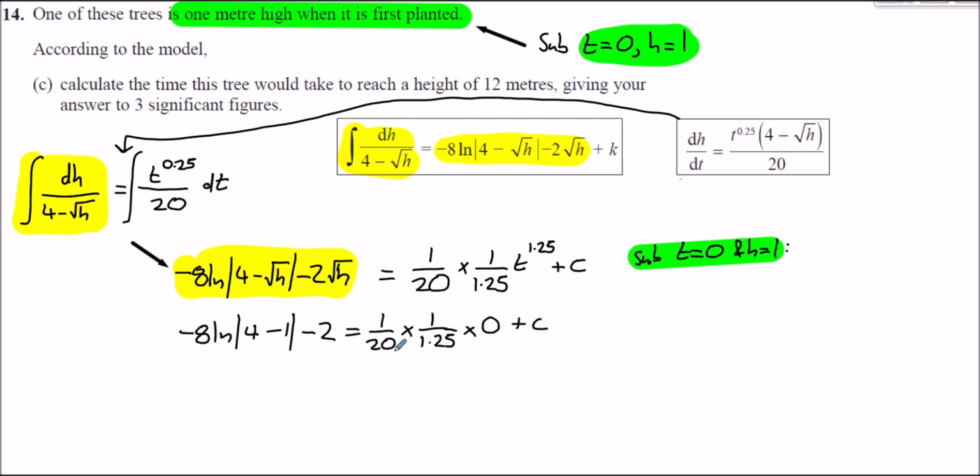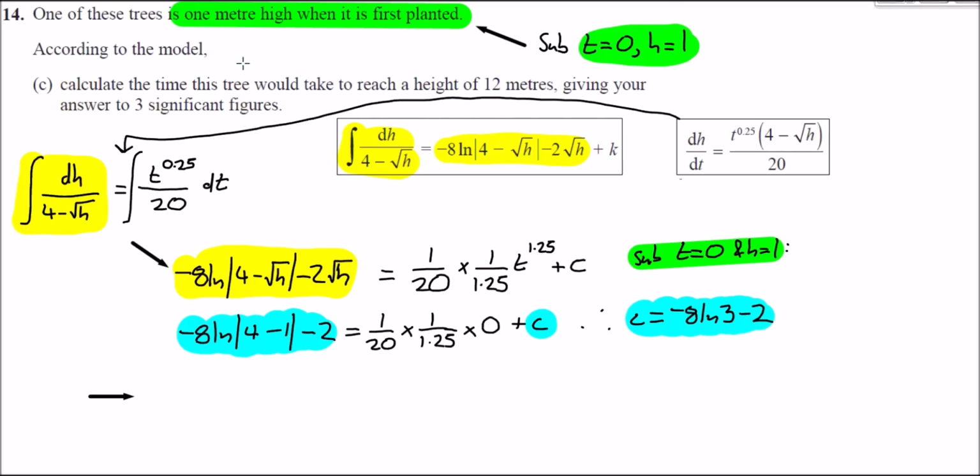So essentially all this bit here, because that's going to cancel, we know what c is. So essentially c is going to be that, because all this here is going to be 0. So therefore we can work out that our value of this constant c is just going to be minus 8 ln of 3, because 4 minus 1 is 3, minus another 2. So we can now fill this in for the full model.